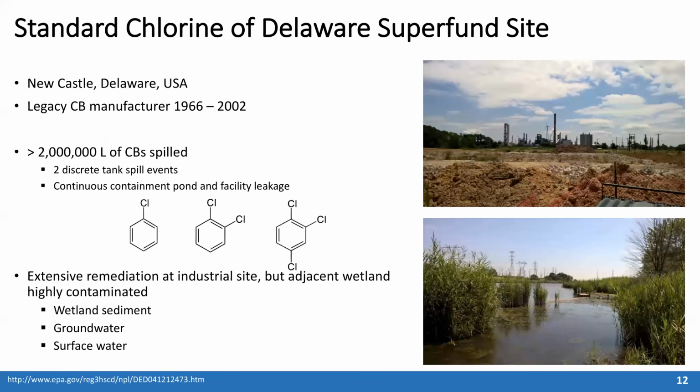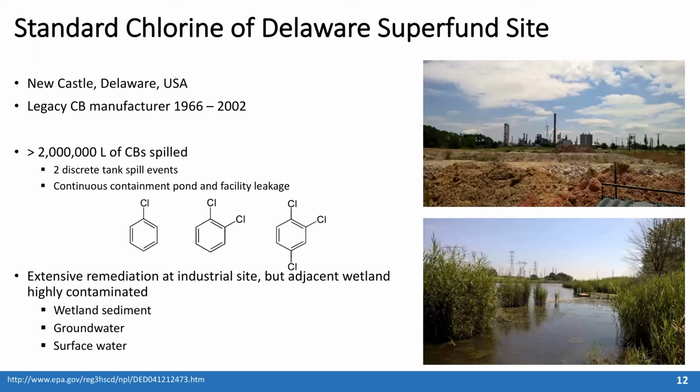So what led us to this is there's a Superfund site not too far from us. It's called the Standard Chlorine of Delaware site. This actually was made aware to us by USGS. They've been working on this site for quite some time. And this was a legacy manufacturer of chlorinated benzenes from 1966 to 2002. And over that operating period when they were in business, they had several spill events and particularly 2 discrete tank spills.